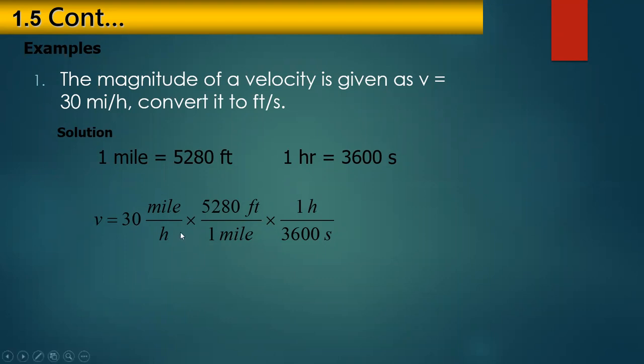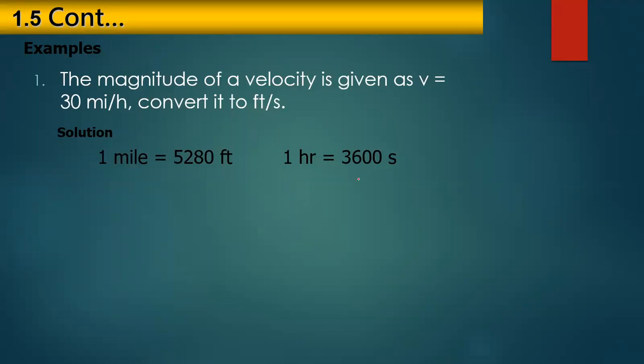Okay, so this is straightforward. Or let me just solve it for the sake of other people. So we know that 1 mile is equal to 5,280 feet. Then 1 hour is equal to 3,600 seconds. So if you want to solve such a question, we have been given that we are converting 30 miles per what? Per hour.